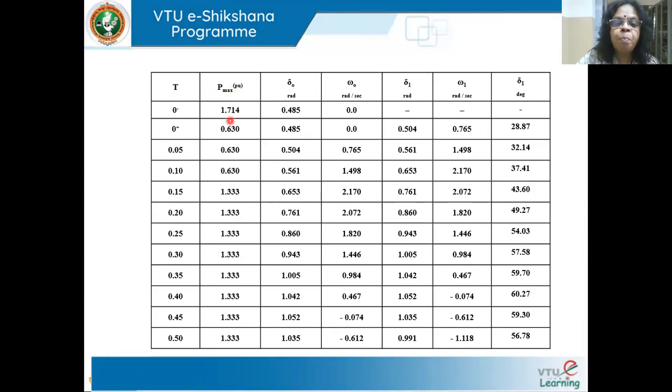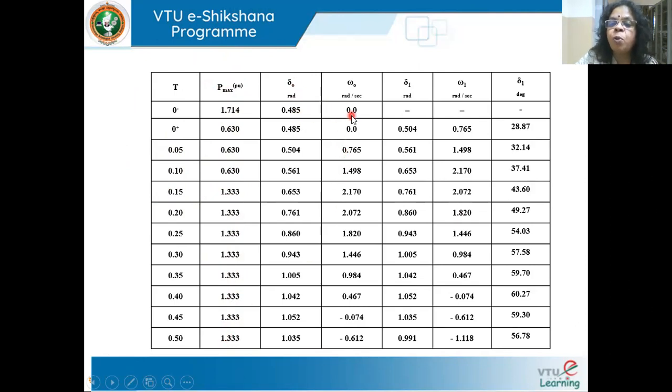So 0 minus means just before the fault. So the maximum power is 1.714. We saw that. I'll first draw your attention to P max. Then I have at 0.05, 0.1, 0.15. So we had a fault clearing of 6.25 cycles. So at 0.15 onwards, it becomes 1.33. So here, the fault is cleared. Okay, this is only illustrative.